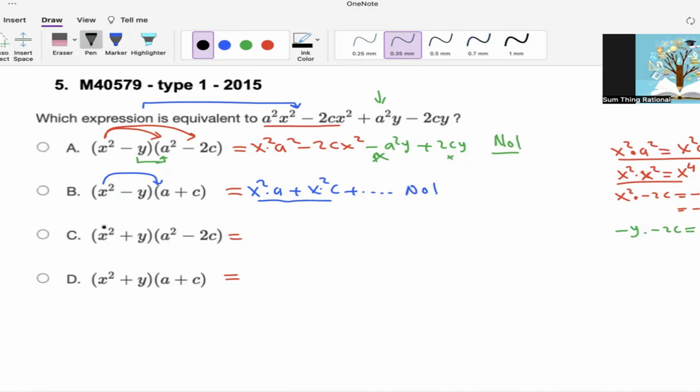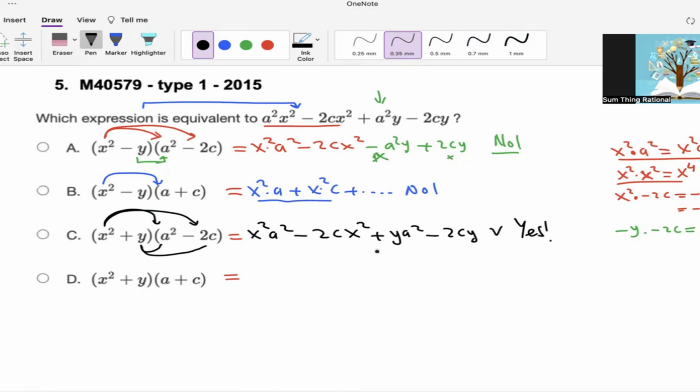Let's do C. x squared times a squared, which is x squared a squared. x squared times negative 2c, which is negative 2c x squared, or negative 2x squared c. There is no difference. y times a squared, yeah, I am on the correct path, you see? And y times negative 2c is negative 2cy. Yep, this is matching. All terms match when I multiply it. I think C is the answer.